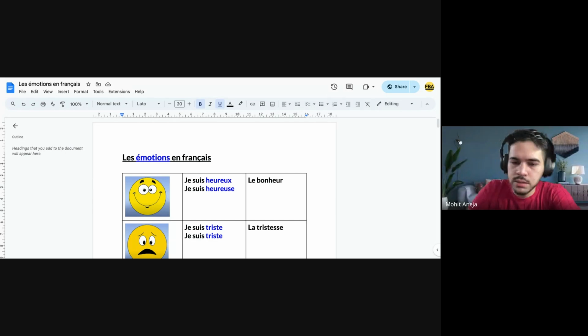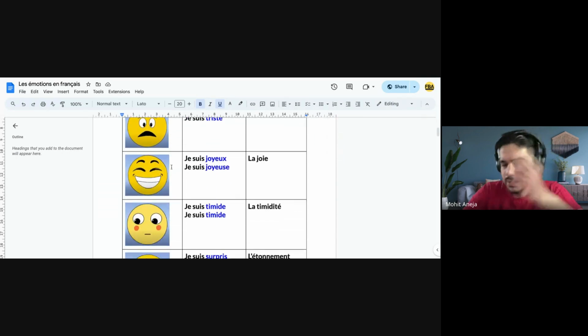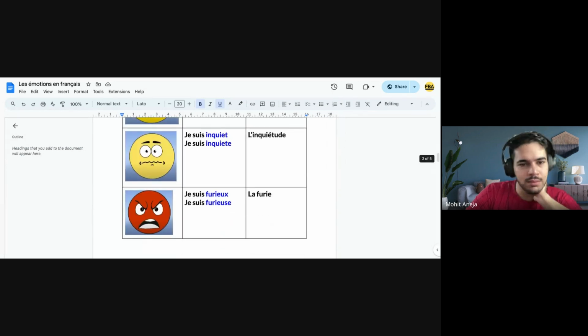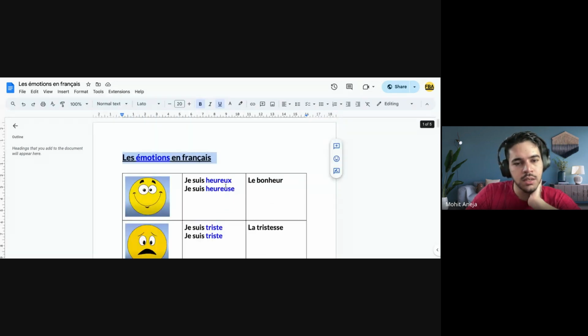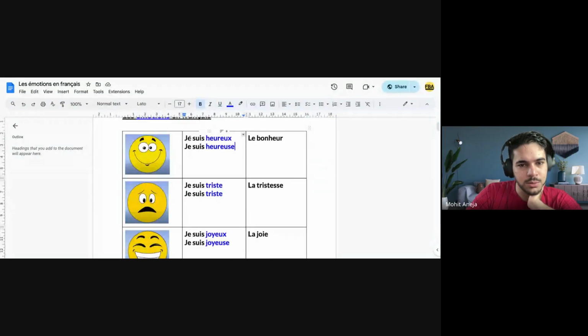Est-ce que vous êtes là? Yeah. Continuons avec le sujet, c'est les émotions en français. Okay, so of course you know how to say how you feel in English or maybe in Telugu, but let's today learn how to say that in French.